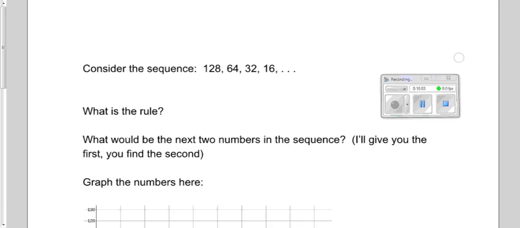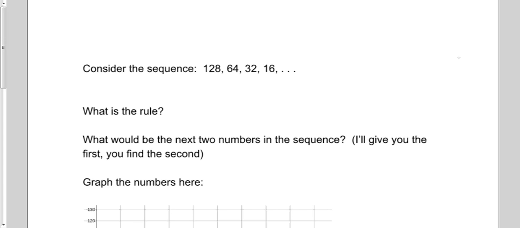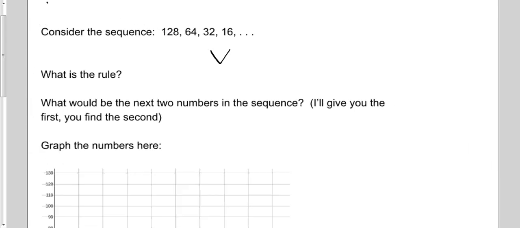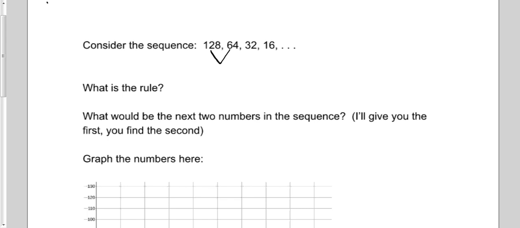We're going to consider this sequence. So now I got something going down. I'll give you a hint. This is multiplication as well. What do I have to multiply 128 by to get me 64?